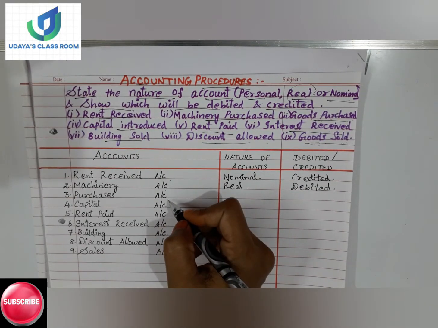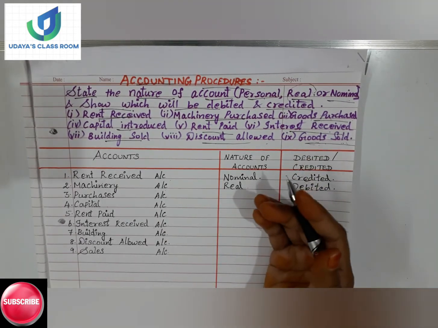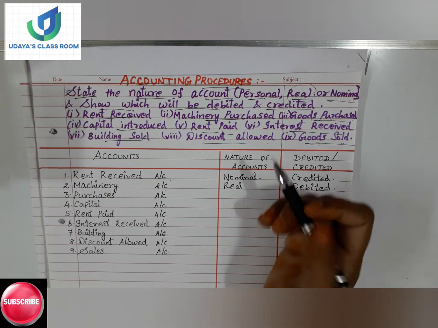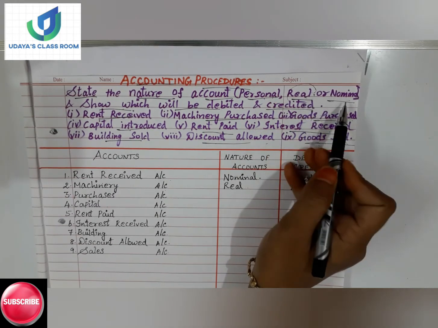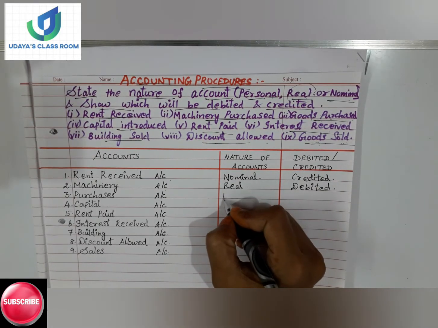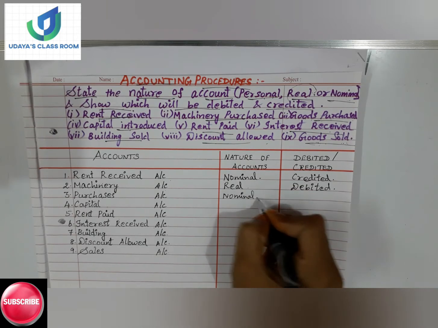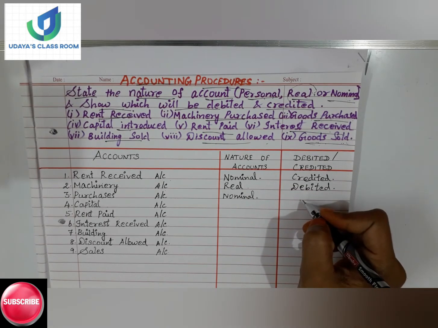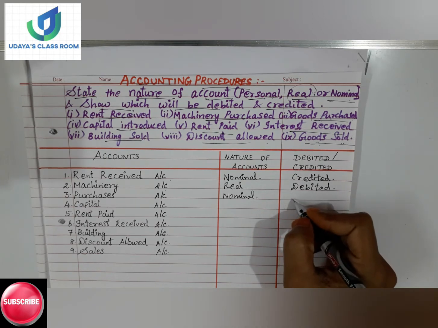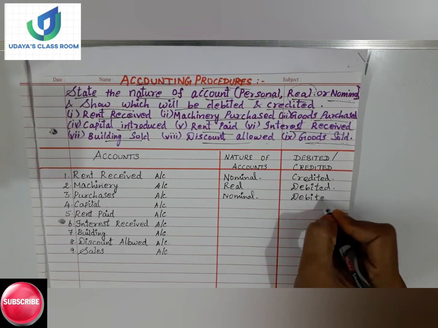Next account is purchases account. Goods purchased. If we purchase goods, we will be doing expenses, right? So it is not a personal or real account. It is an expenses. So it is nominal type of account. So if we purchase, we are doing expenses. So what we have to do here? Debit all expenses and losses. So expenses we are debiting here.